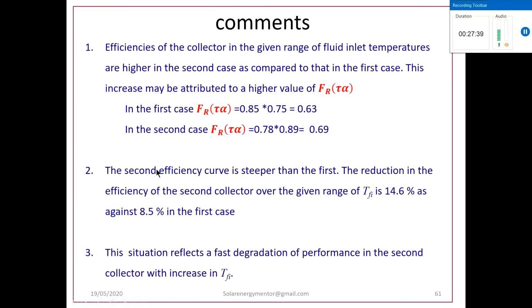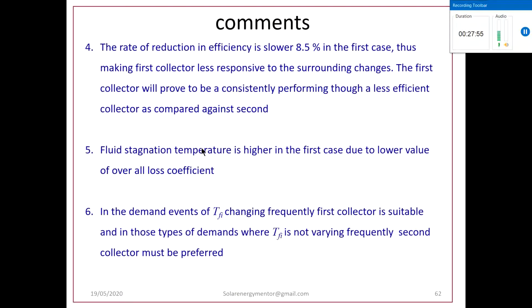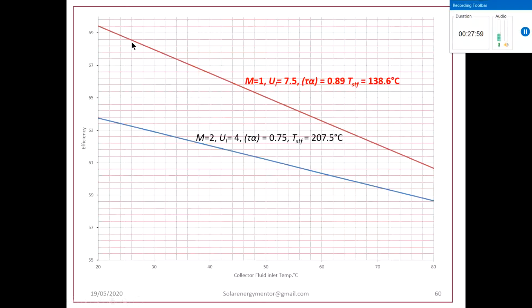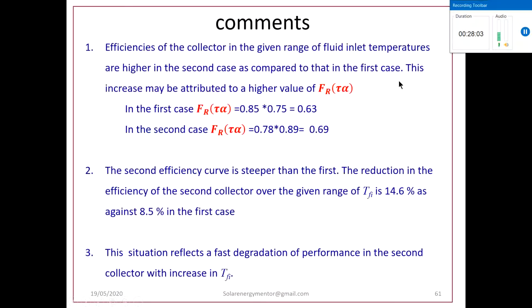But then what are the comments? The comments are like this. Efficiencies of the collector in the given range of fluid inlet temperatures are higher in the second case as compared to that in the first case. You can see here. In the second case, the efficiencies are higher as compared to the first case. So this increase may be attributed to the higher value of FR tau alpha.